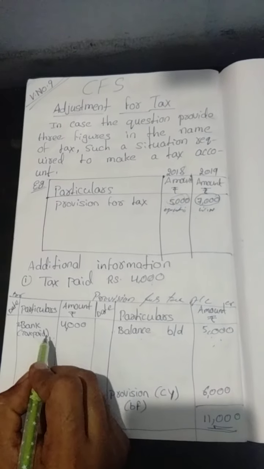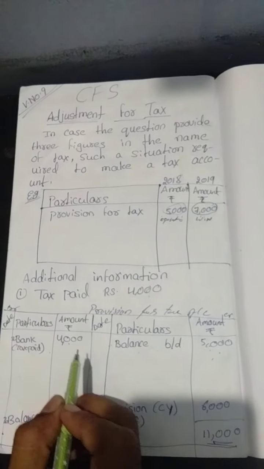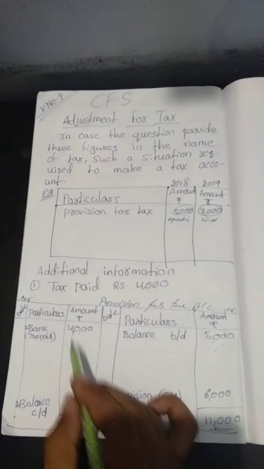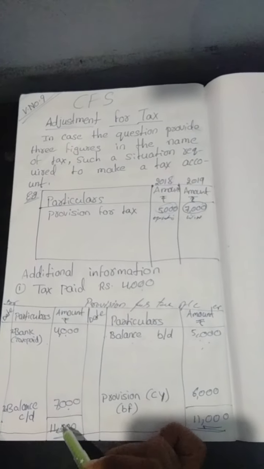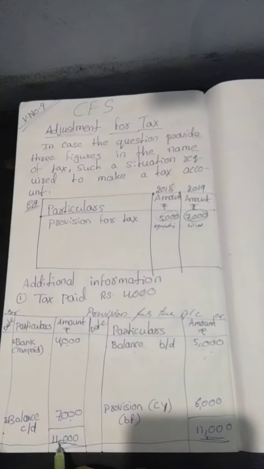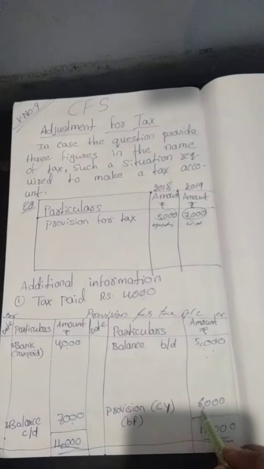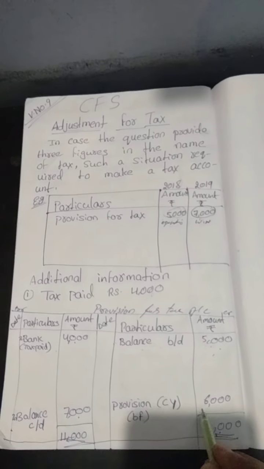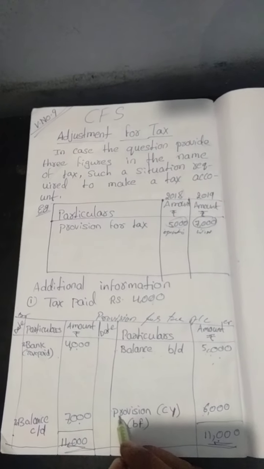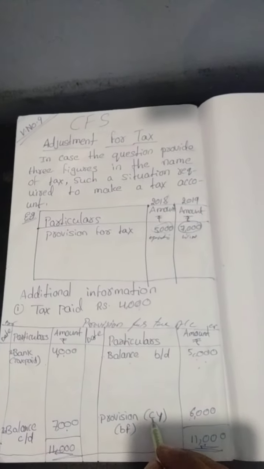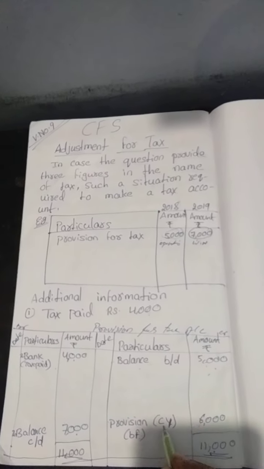To bank we mention the tax paid amount here, and after that we add to see which side is more. Here this side shows more, 11,000, so we write 11,000 on both sides, and the difference is the balancing figure, known as by provision. This is the current year's provision.